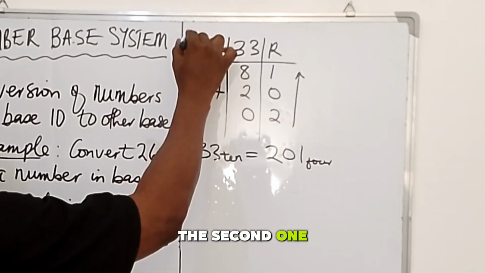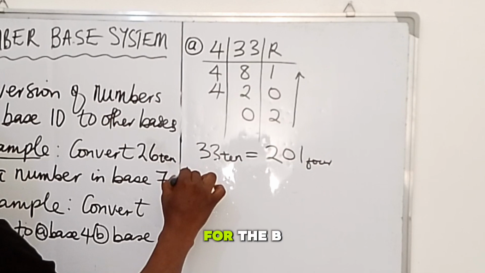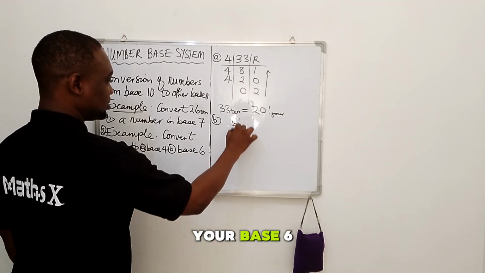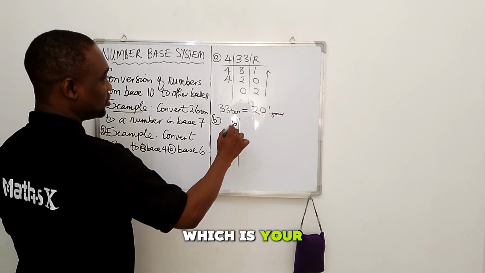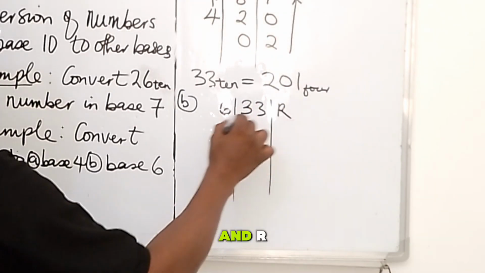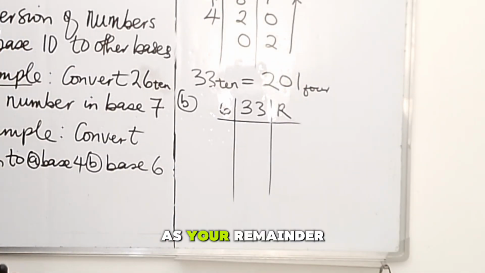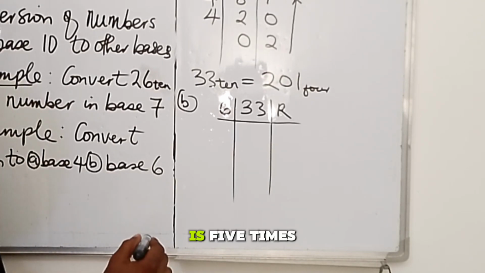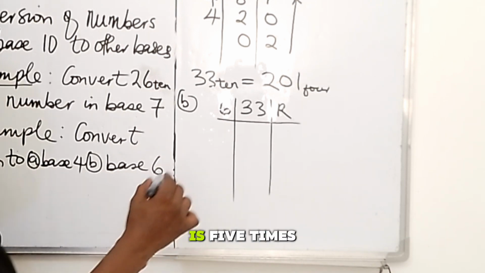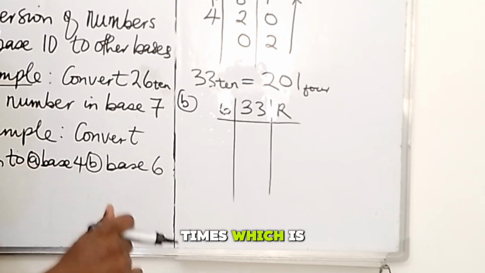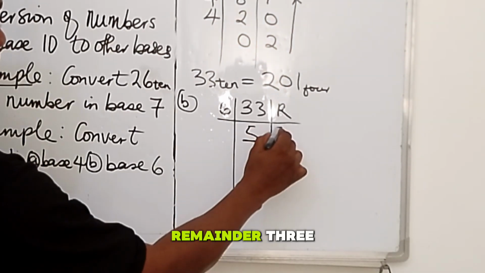Let's do the second one. This is for the A part. For the B part, also base 6. So your base 6, which is your divisor, and we have 33 and R as your remainder. So 6 into 33. 6 into 33 is 5 times, which is 30. So we have a 5 here, remainder 3.